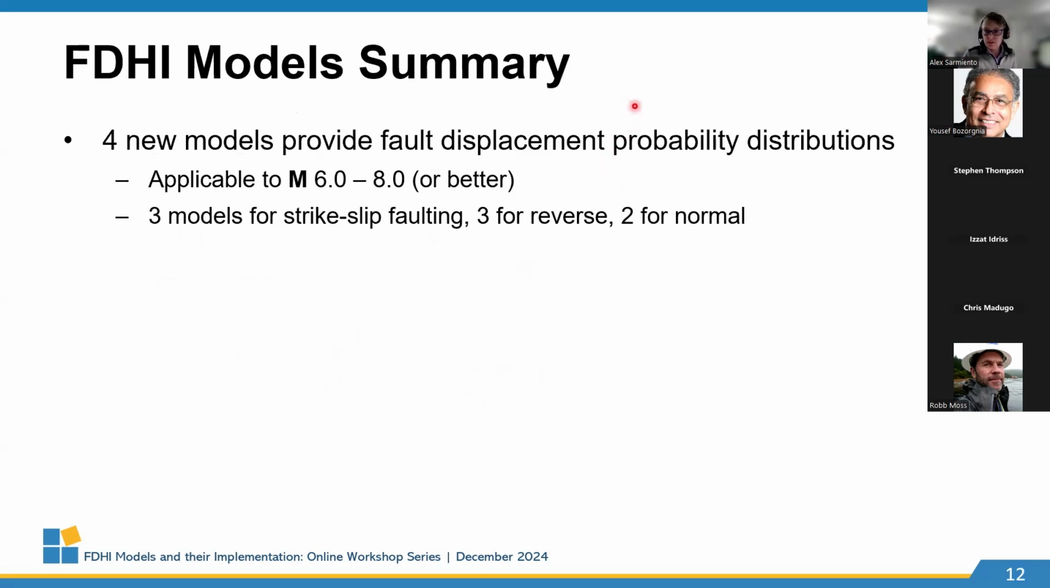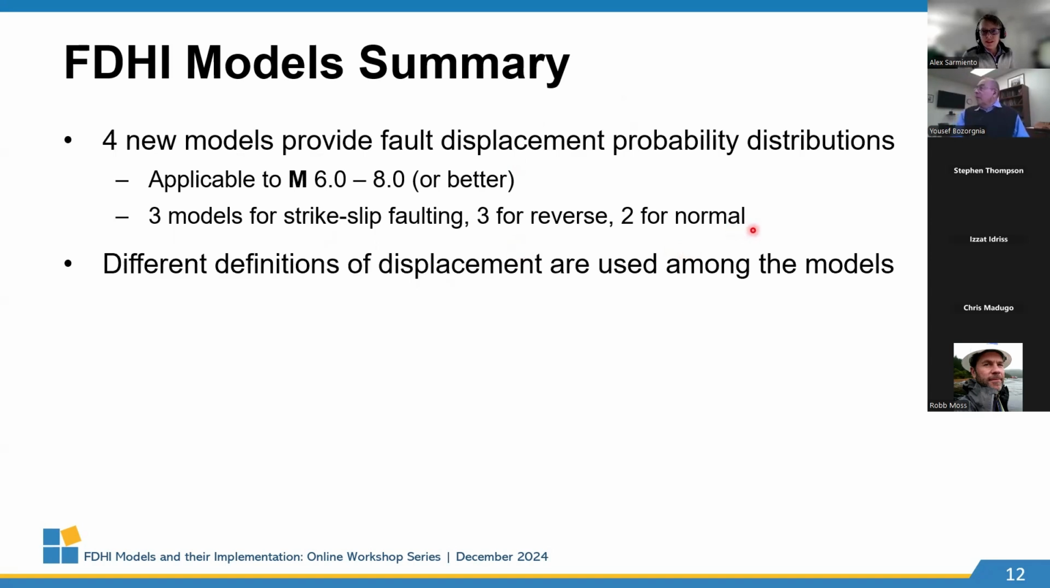And so in summary, we have 4 new models from the FDHI project that provide fault displacement probability distributions. We have 3 models for strike slip faulting, 3 for reverse, and 2 for normal. It's really important to remember that there are different definitions of displacement used among the models. The components vary between net and vertical, and the participating ruptures can be just a single principal, the sum of the principal, or the aggregate. And Dr. Thompson will talk a little bit more about how we can think about these in a site-specific application in a couple more talks later today.